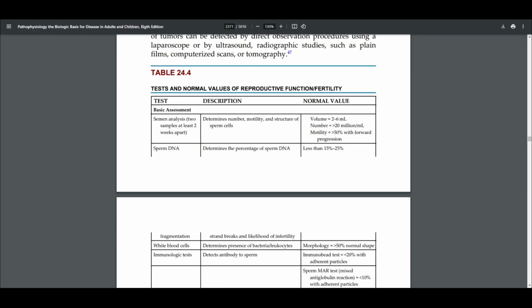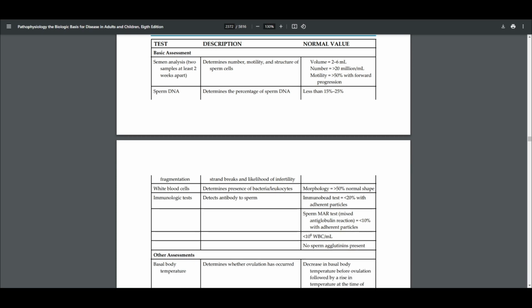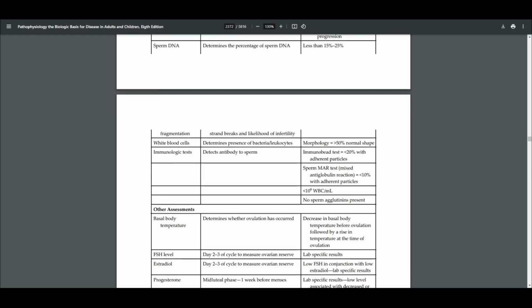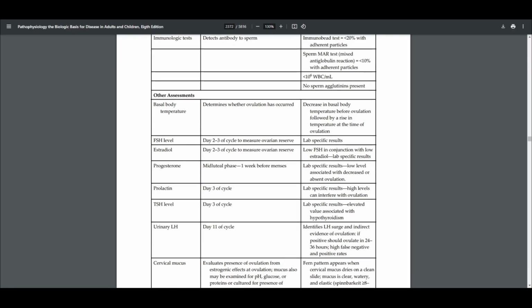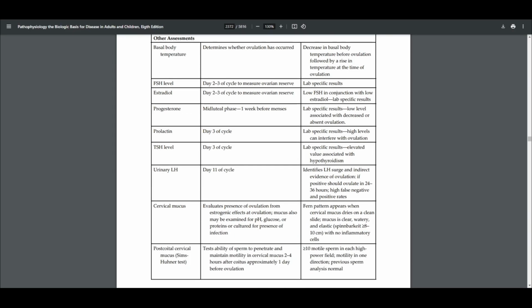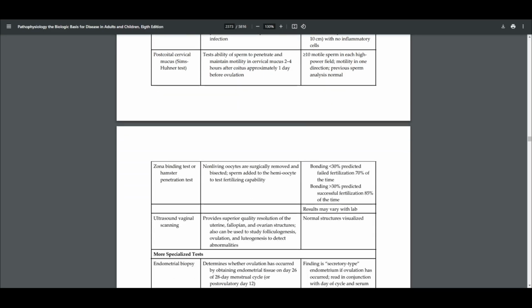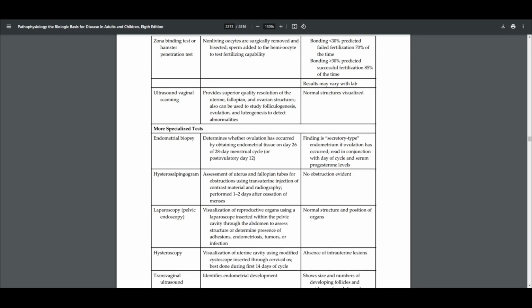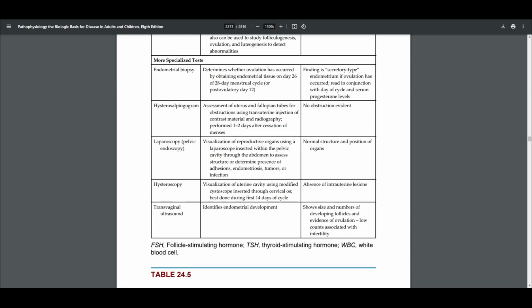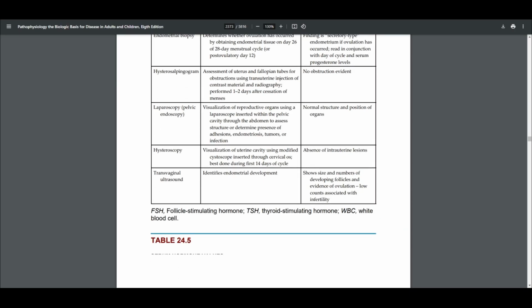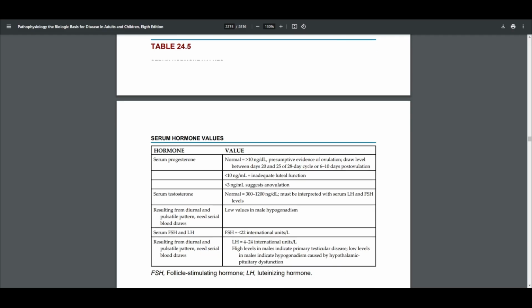So here's a good spot to hit pause if you need to review some of the tests and their normal values. Trying to make it so that it's easy to hit pause in all the specific spots. And then this table here shows your serum hormone values.